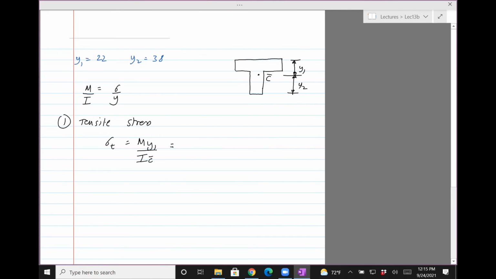The moment is 3 kilonewton meter, so 3 times 10 raised to 3. Y1 is 22, but that is millimeters, so 22 times 10 raised to -3. Inertia is 868 times 10 raised to -9. So all that comes out to be sigma tensile equals 76 MPa.